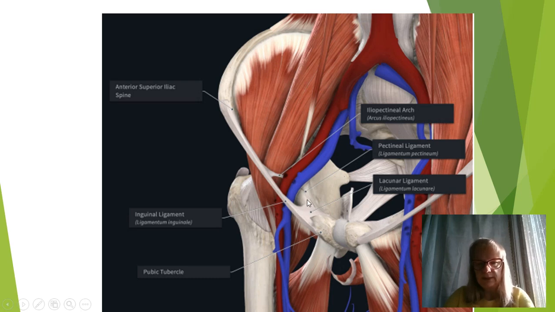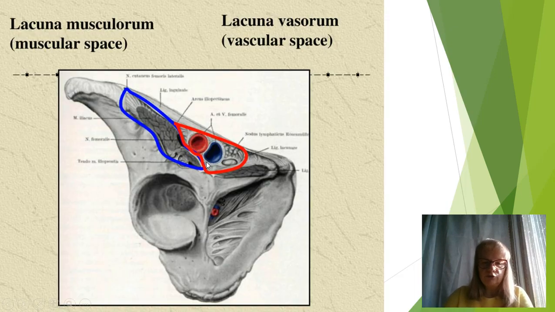One opening, in the middle position, is the lacuna vasorum, the opening for vessels. And more laterally, here you see the second opening, the lacuna musculorum, for muscles. Vision from the front. Again, in the middle the red line surrounds the lacuna vasorum, the space for the vessels. Visible here are the femoral artery laterally and the femoral vein medially. And the blue line shows you the lacuna musculorum.